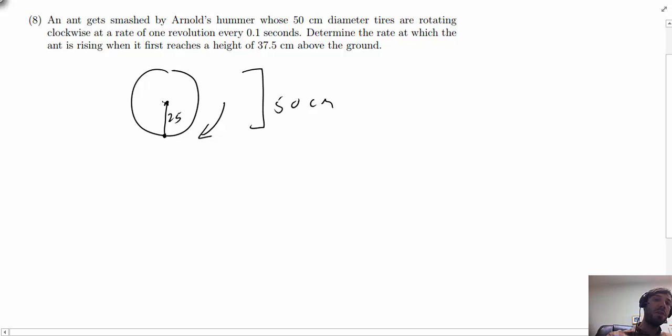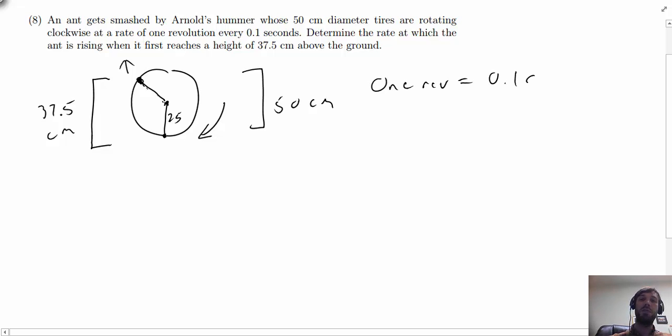And so you want to know how fast is the ant rising when its height above the ground reaches 37.5 centimeters, right? So how fast is it increasing in height? And the other bit of information we're given here is that 1 revolution is 0.1 seconds.